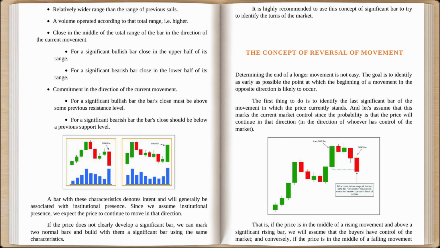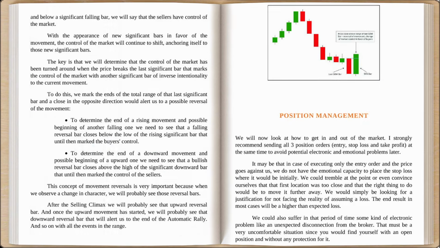That is, if the price is in the middle of a rising movement and above a significant rising bar, we will assume that the buyers have control of the market. And conversely, if the price is in the middle of a falling movement and below a significant falling bar, we will say that the sellers have control of the market. With the appearance of new significant bars in favor of the movement, the control of the market will continue to shift, anchoring itself to those new significant bars.